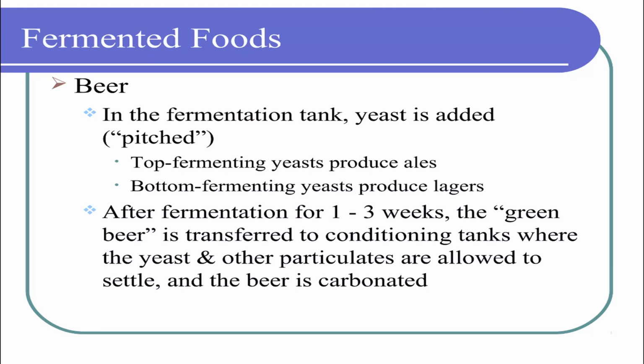In the fermentation tank, yeast is added, which is the process known as pitching. Top fermenting yeast produces ales. Bottom fermenting yeast produces lagers. After fermentation for 1 to 3 weeks, the green beer is transferred to conditioning tanks where the yeast and other particulates are allowed to settle and the beer is carbonated.